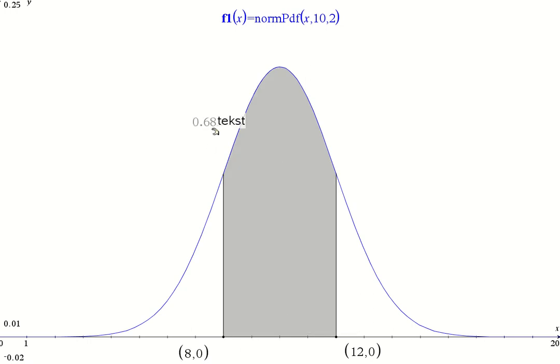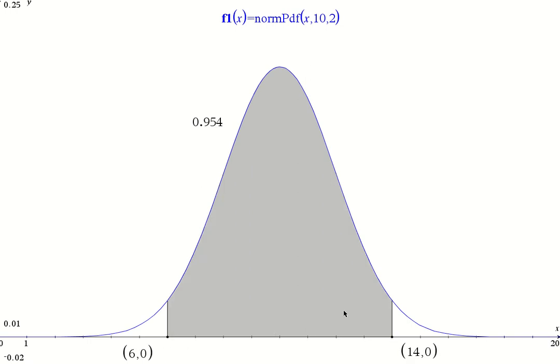We see that we have 68.3% of the area. 1 standard deviation to each side is 68.3% of the area. If we take 2 standard deviations to each side, we will see that we have around 95.4% of the area. This is a very important fact. 2 standard deviations is just above 95% of the area.